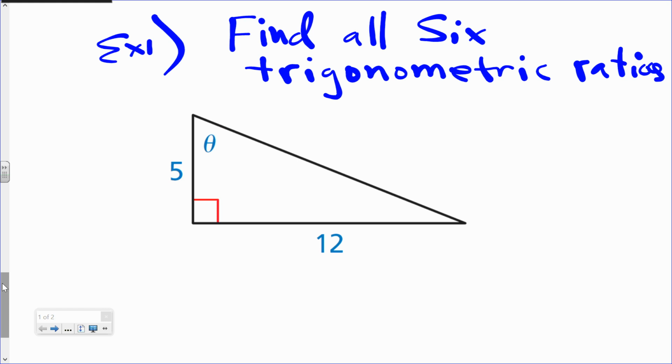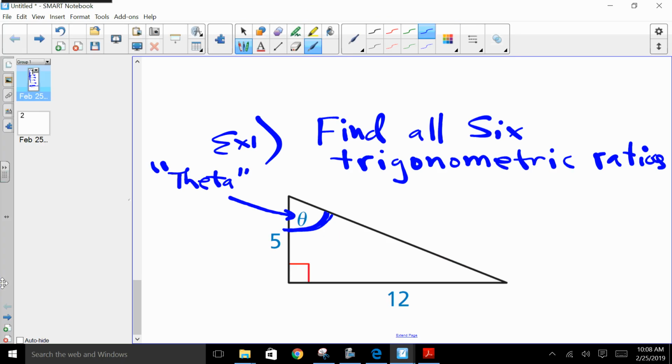Here's example 1. Find all 6 trigonometric ratios. Notice the angle has a Greek letter that we haven't seen yet in this class. From henceforth, whenever we do trigonometry, and even into higher level mathematics, calculus and beyond, mathematicians like to designate angles with this Greek letter called theta. So put a little arrow here.